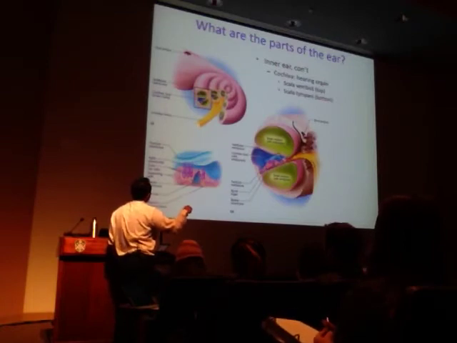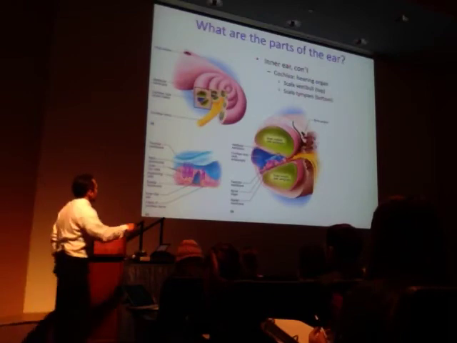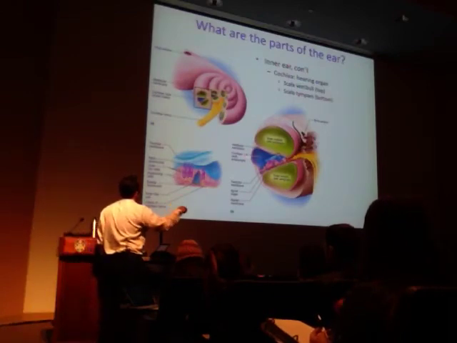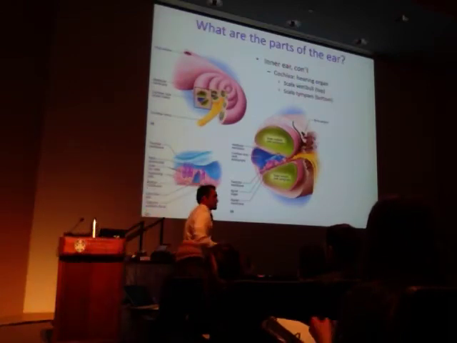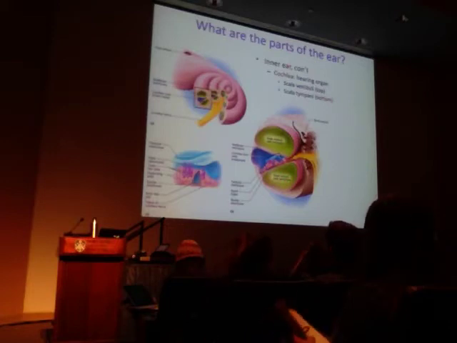And you can kind of appreciate how this canal system is rolled up. Well, if you take a cross-section through it, you're going to see three inner tubes. And these three inner tubes are shown here, two of them in green and one in blue. And this is kind of cool. This is how we hear.